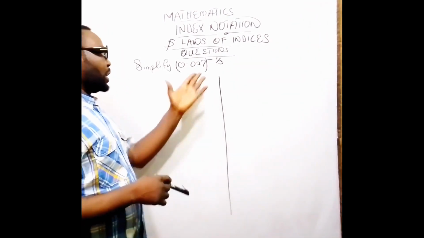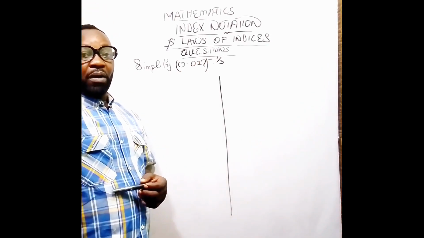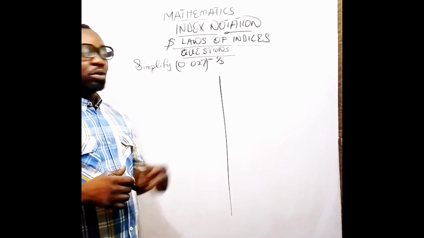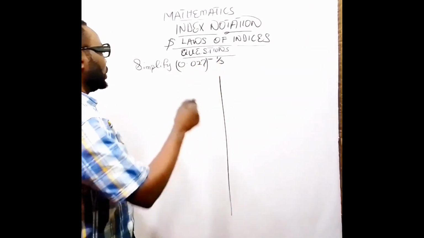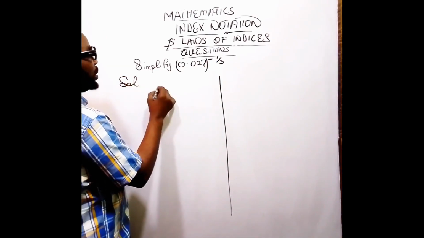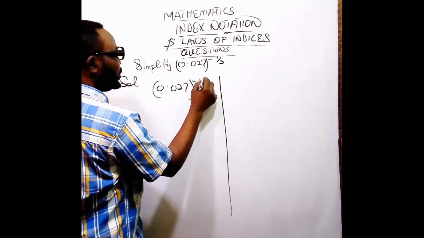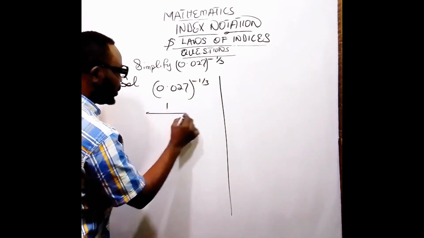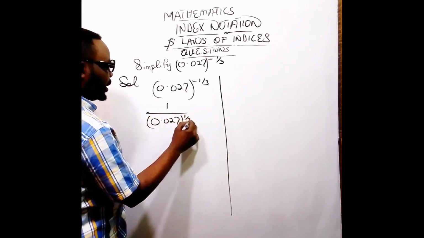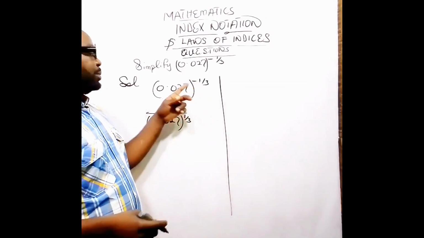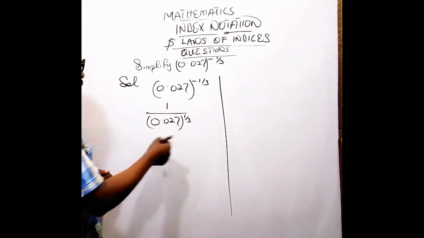What you do here, look at the negative value here. What is the meaning of that? When there is a negative value at the power level, what you do is turn it into the reciprocal with a positive power. So 0.027 raised to minus 1 over 3 will become 1 over 0.027 raised to the power of 1 over 3. You can see that the negative value has been turned into a reciprocal. Good. So we'll move on.